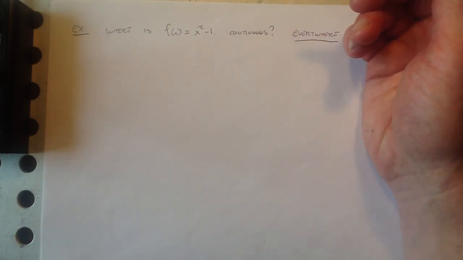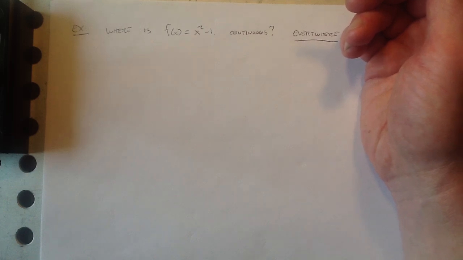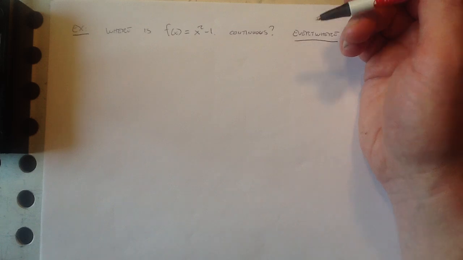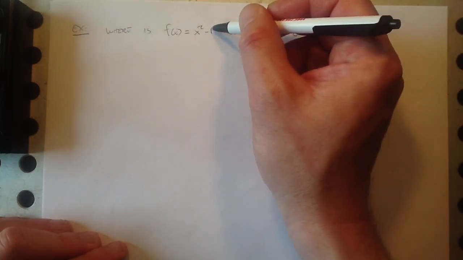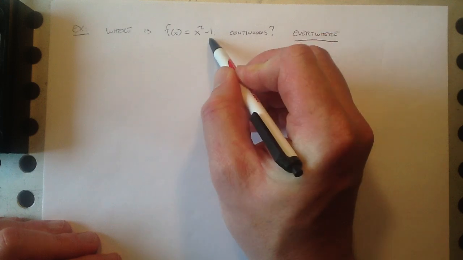You might start suspecting, and you would be correct, that investigating the continuity of a function is a lot like investigating the domain of the function, right? We're trying to figure out if there are any issues with the domain. And of course, this exists everywhere. There are no holes, jumps, or vertical asymptotes.